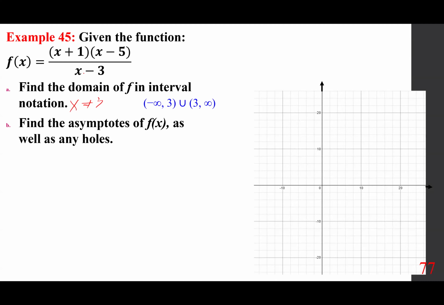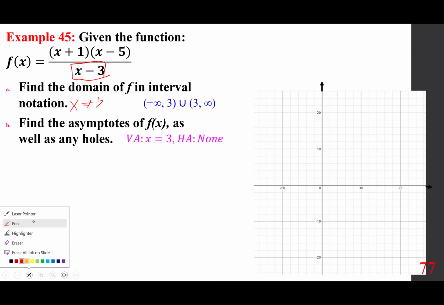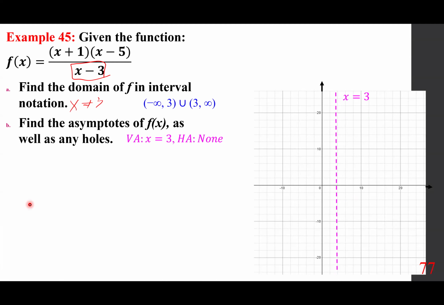Asymptotes. Vertical asymptote, x minus 3 equal to 0, you get x equals 3. There is no horizontal asymptote. Why is that? So first of all, x equals 3 is this. Why there is no horizontal asymptote? If you multiply these two, you get x squared. 1 and -5 is -4x. 1 times -5 is -5. The degree of the numerator is 2. The degree of the denominator is 1. We don't have a horizontal asymptote.